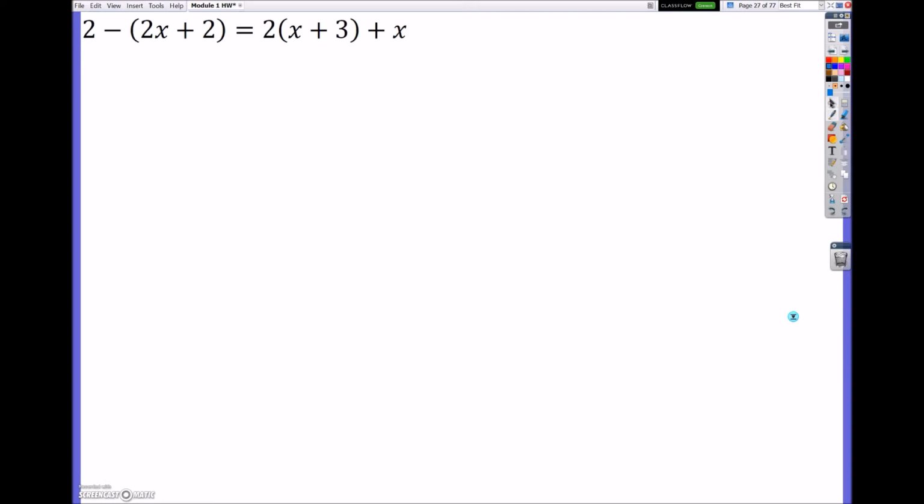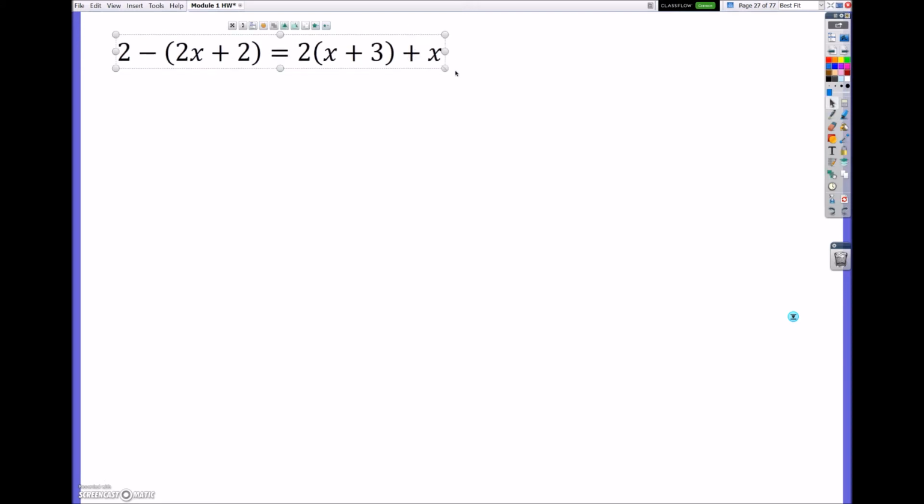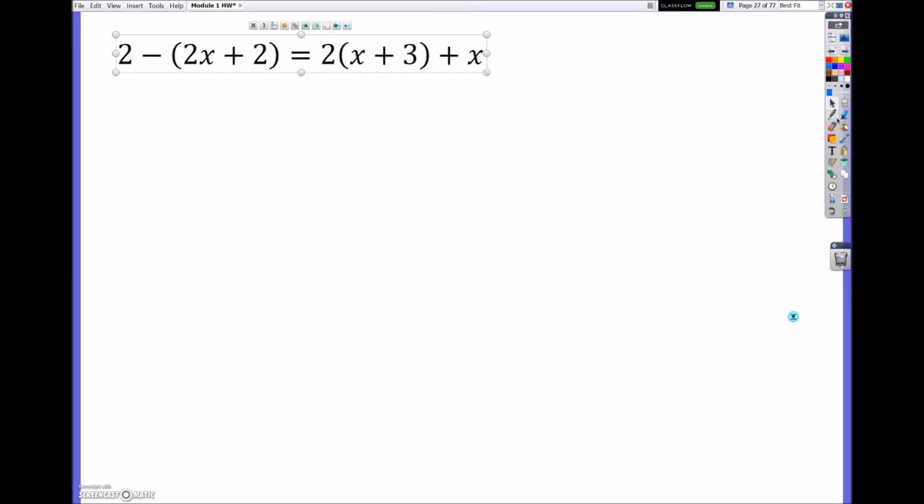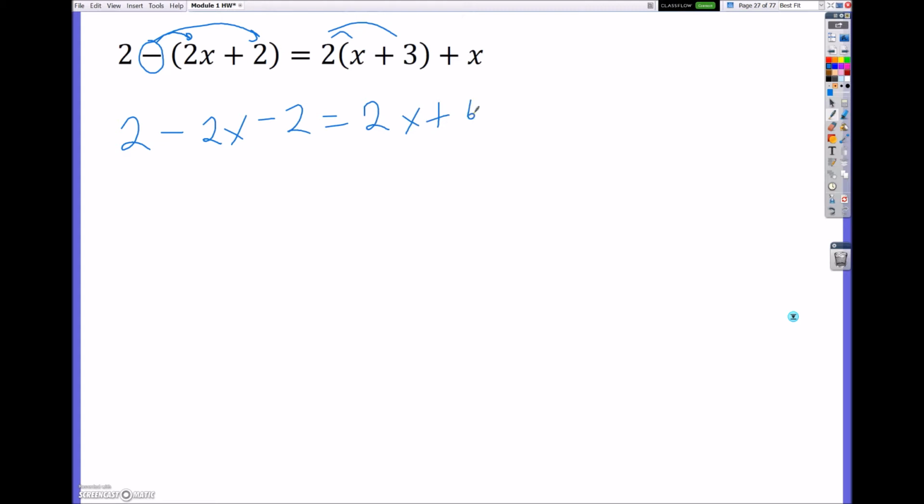So we got this one right here. And remember, you can always follow along with your homework assignment. Some of these are on there. So what we're going to do first is distribute this negative to everything inside the parentheses using the distributive property. This is going to be 2 minus 2x minus 2 is equal to, let's distribute here, 2x plus 6 plus x.